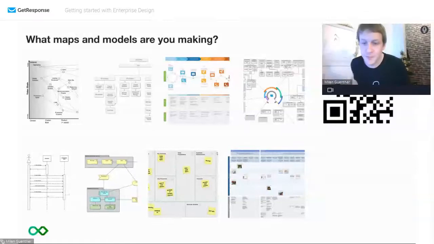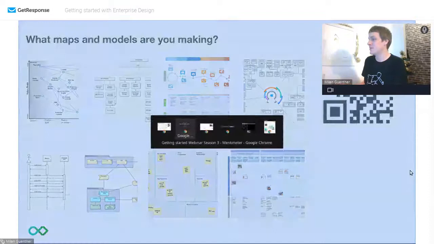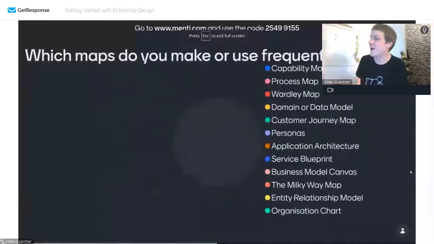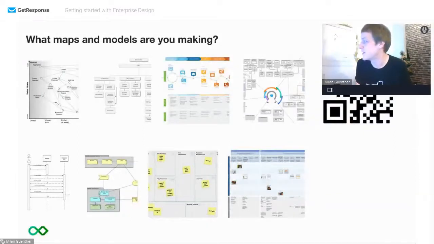Second question to you: when you model and map, whatever you model and map in your work, what do you actually model and map? And again, if you just go to the same URL as before, and you just select quickly which of these models and maps you frequently use and make in your work.